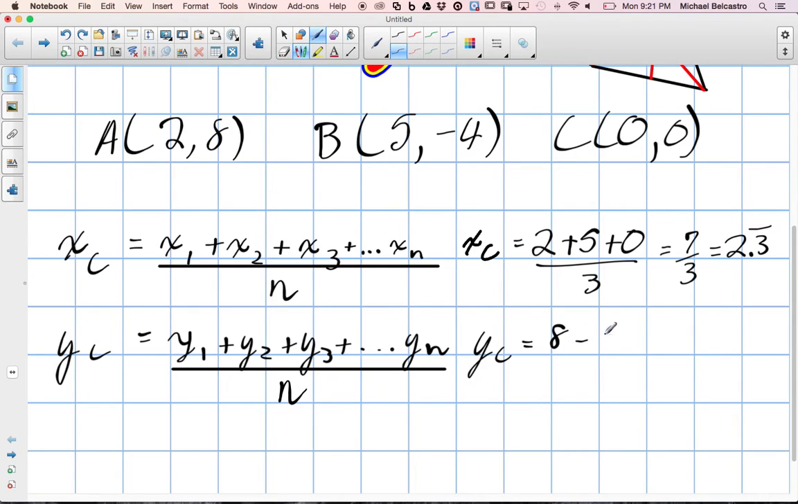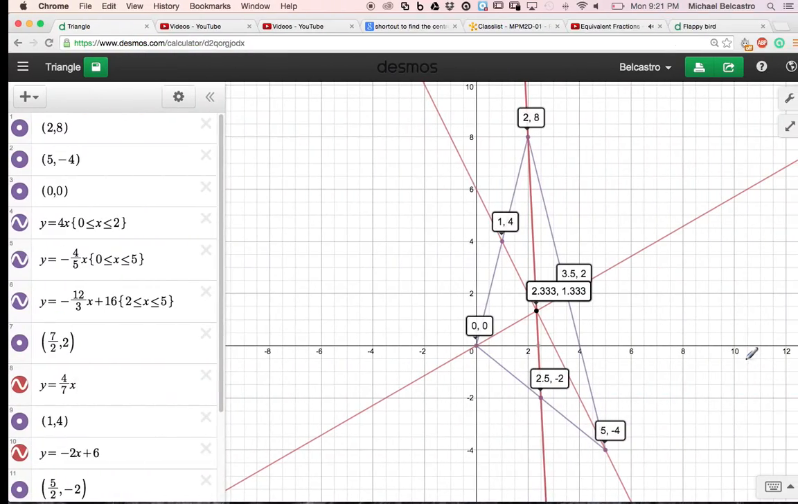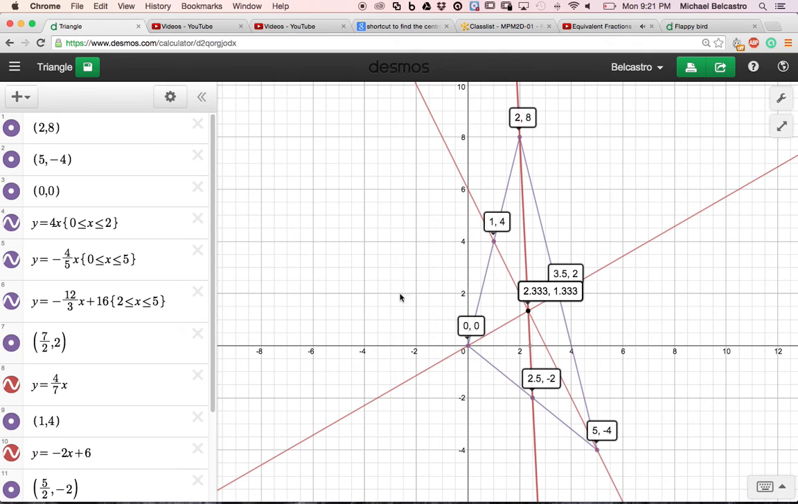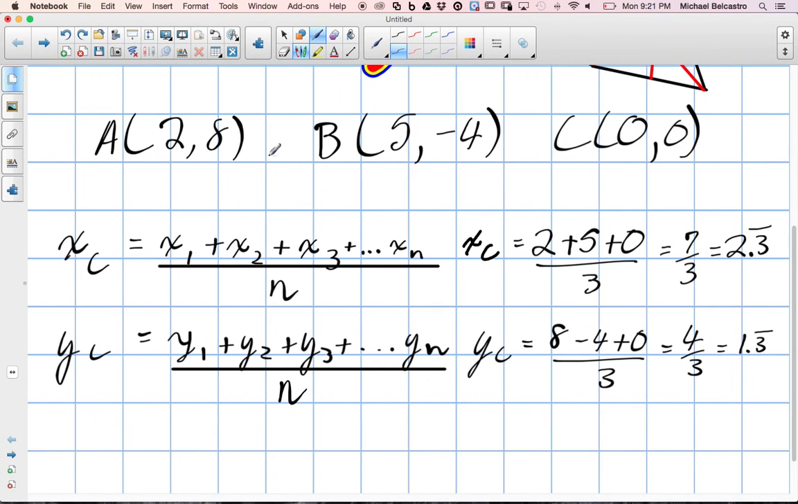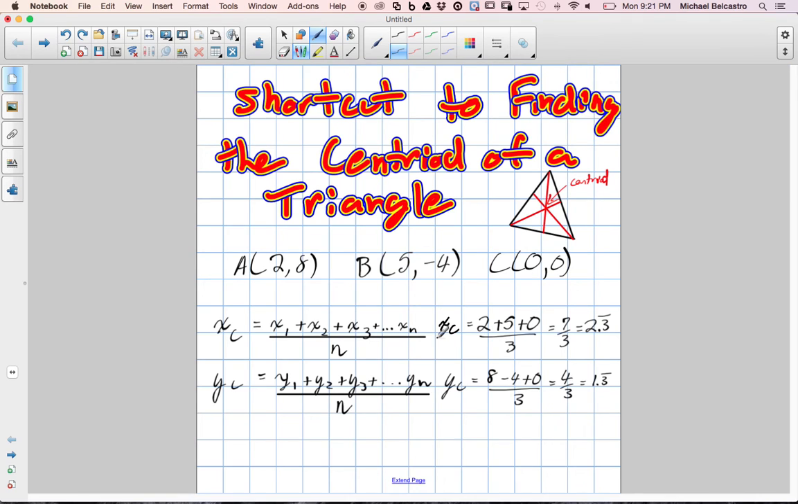And the y value of our centroid, well, we add all our y's together, which is 8 plus negative 4, the same as subtract 4, plus 0, all divided by, again, 3. And that will be equal to 4 over 3, which is equal to 1.3 repeated. And if you quickly go over and take a look, 2.3 repeated and 1.3 repeated is the middle of our centroid. So it's really that easy.